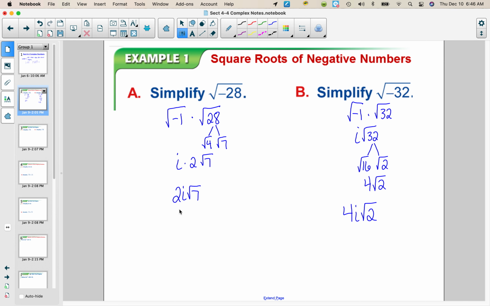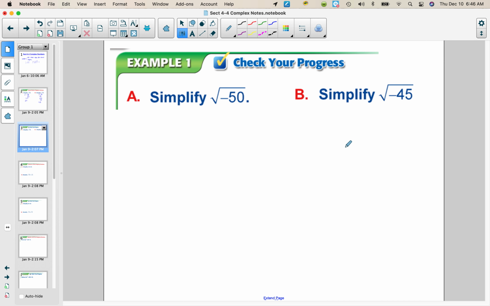Now these are considered pure imaginary. I'll show you, sometimes you have a real component and an imaginary component. We'll see that in a little bit. So you might want to pause the video and try these. I'm going to work them out, but if you want to try them first, you should pause this.